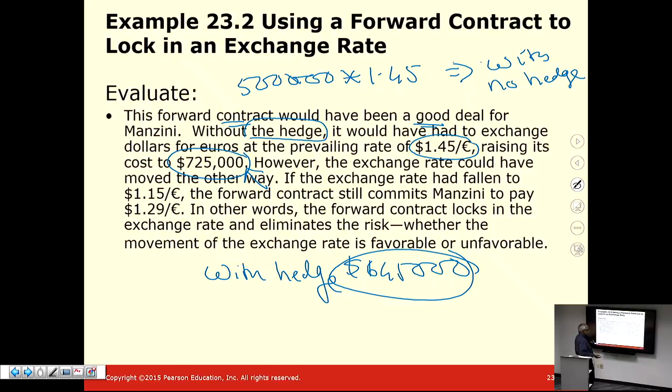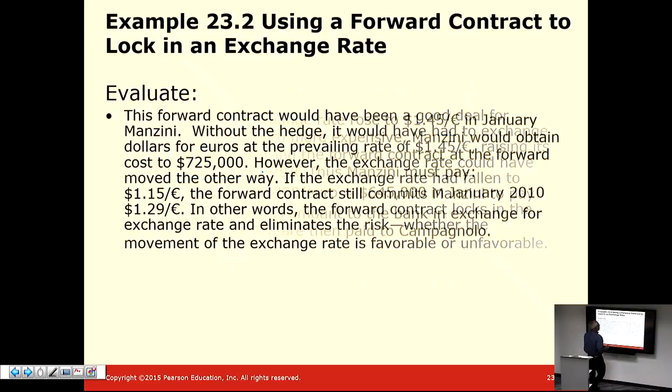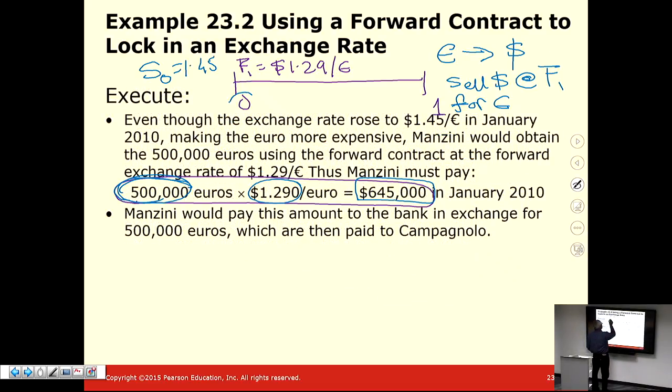But here is the key thing. Standing here today at time 0, you do not know what the spot currency would be a year from now. The spot currency in this case was 145. It could very easily be 120. But standing here, you do not know what this is going to be. So to remove this uncertainty, you are essentially locking in a value of 129.